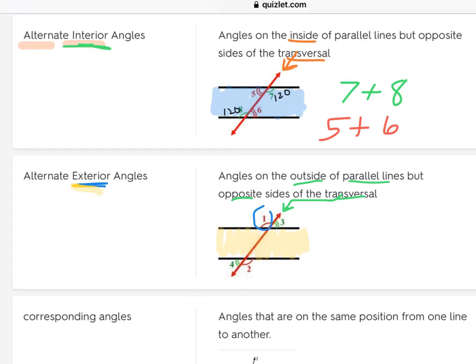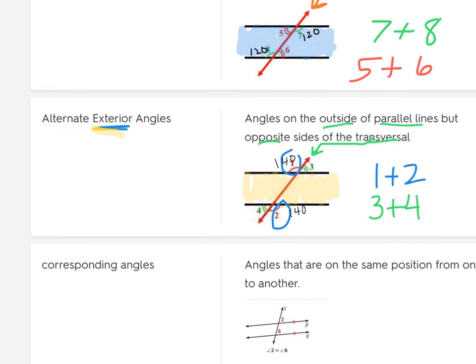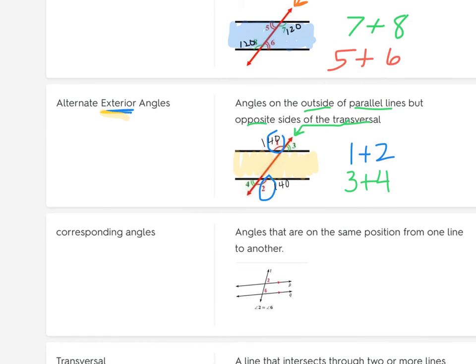So 1 and 2 are alternate exterior angles, and so are 3 and 4. 1 and 2 are congruent. So if angle 1 was, let's say, 140 degrees, then angle 2 would be 140 degrees. So alternate exterior angles are located on the outside of the parallel lines and opposite or alternating the transversal, and they are congruent.